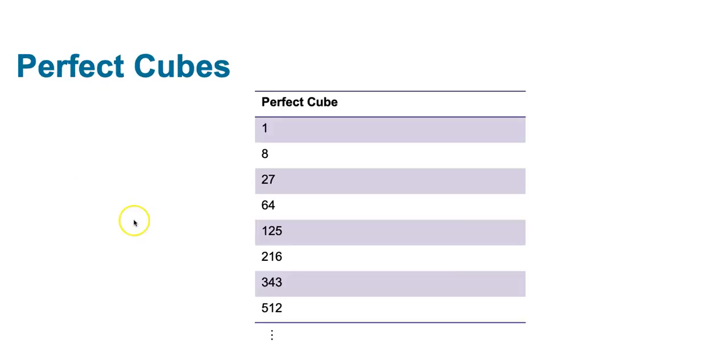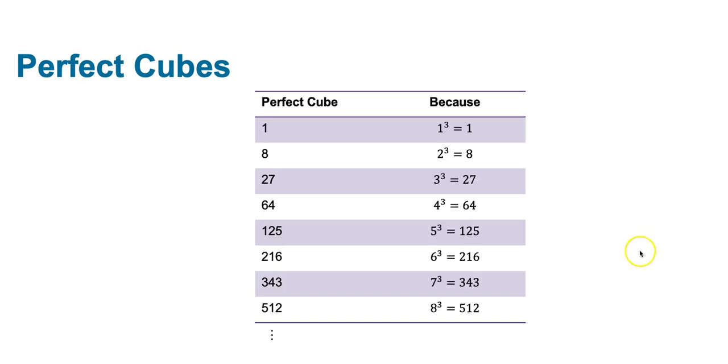Here's a list of the first few perfect cubes for numbers, and the list goes on forever. It's important to be familiar with these so that you can recognize them. These numbers are all perfect cubes because there exists some base that we can raise to the third power in order to get those numbers. For example, 64 is a perfect cube because 4 cubed equals 64.